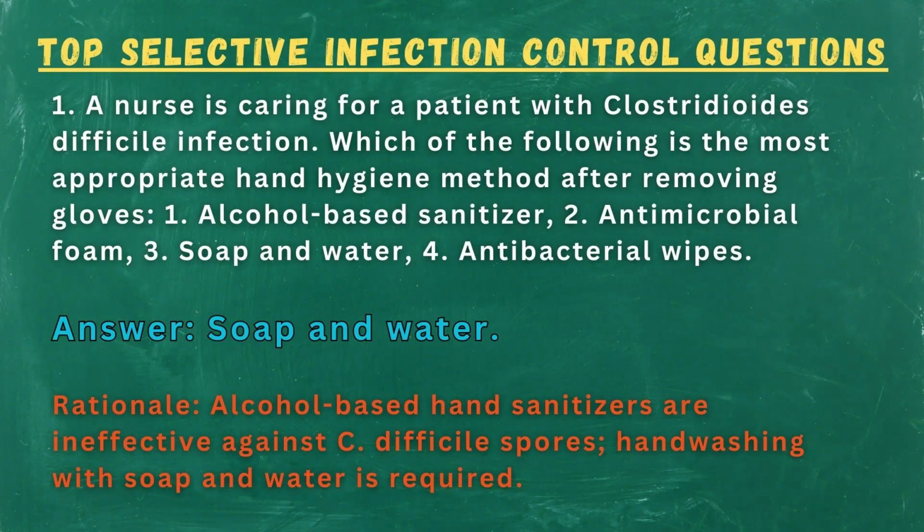1. A nurse is caring for a patient with Clostridioides difficile infection. Which of the following is the most appropriate hand hygiene method after removing gloves? 1. Alcohol-based sanitizer. 2. Antimicrobial foam. 3. Soap and water. 4. Antibacterial wipes. Answer: soap and water. Rationale: alcohol-based hand sanitizers are ineffective against C. difficile spores. Hand washing with soap and water is required.